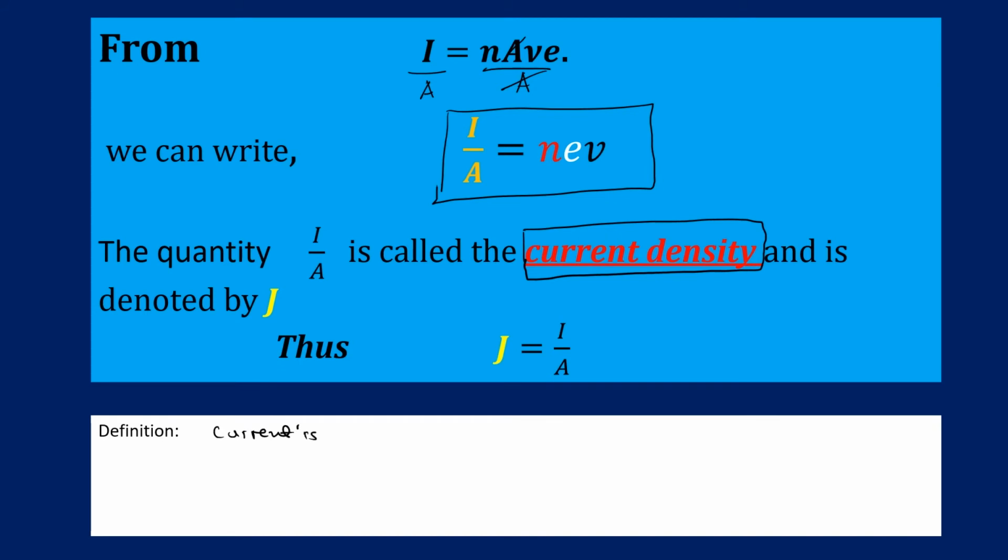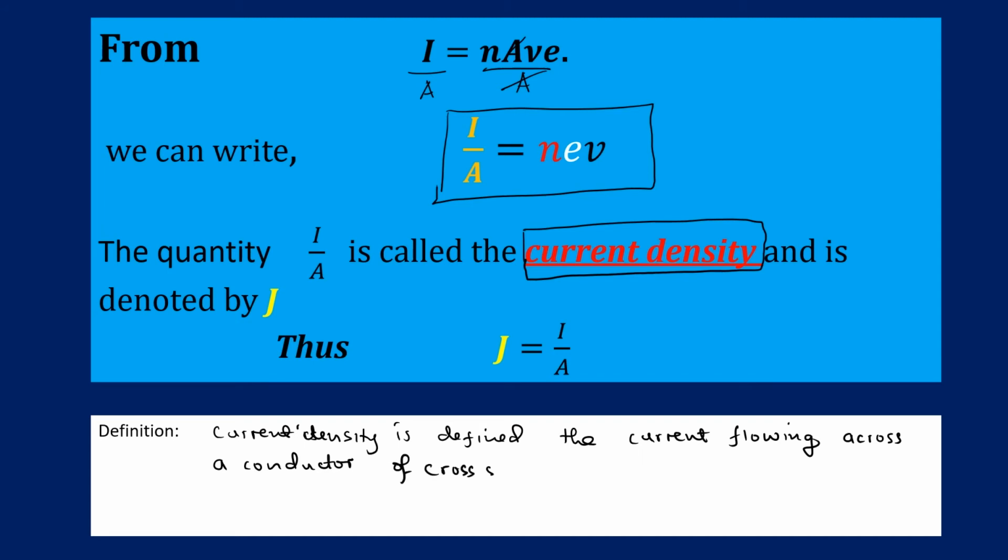as the current flowing across a conductor of cross-sectional area A. That is what we call current density, and it is denoted by the symbol J, and it's just the current flowing across a conductor of cross-sectional area A, and that is current density.